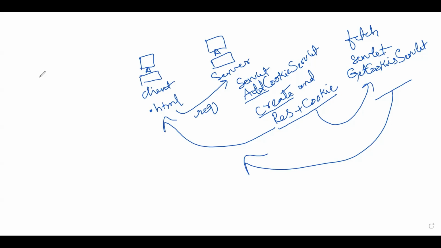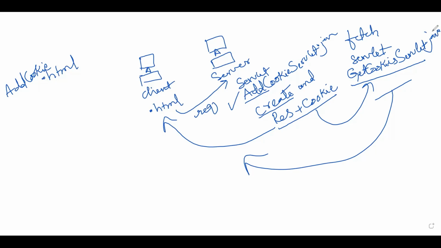Now the first document that I'm going to create is an HTML file, which I'm going to name add cookie.html. The second program document that I'm going to create is a servlet called add cookie servlet.java. And the third document that I'm going to create is get cookies servlet.java. So these are the three documents that I'm going to create.